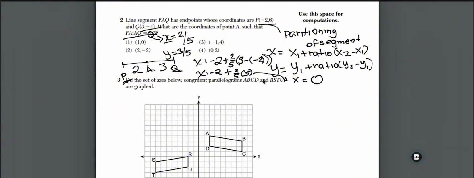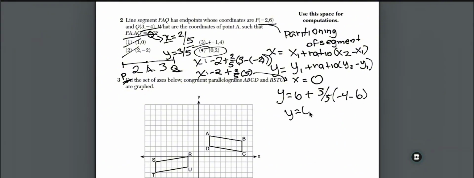Now if you want to do our y's, we're going to do the same thing. But if we're on a time crunch and you see yourself running out of time, we can see that it's not answer choice 1 or 2 or 3, but it is indeed answer choice number 4. But I'm going to show you guys how to do the y as well. So my y1 is 6 plus my ratio, which is 3 over 5, times my y2, which is -4, minus 6. You're going to get y equals 6 plus 3 over 5 times -10, and my final answer is going to be y equals 2. So again, it's going to be answer choice number 4.